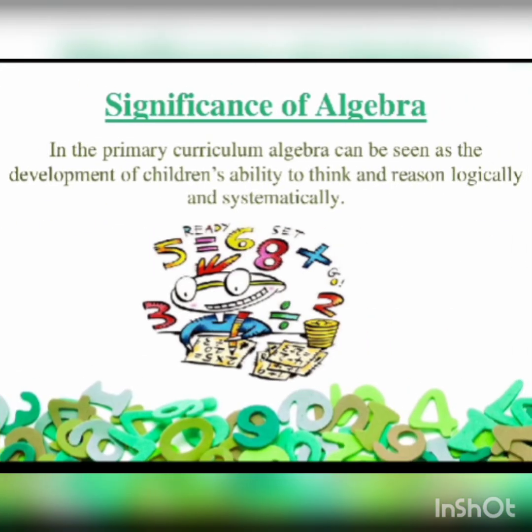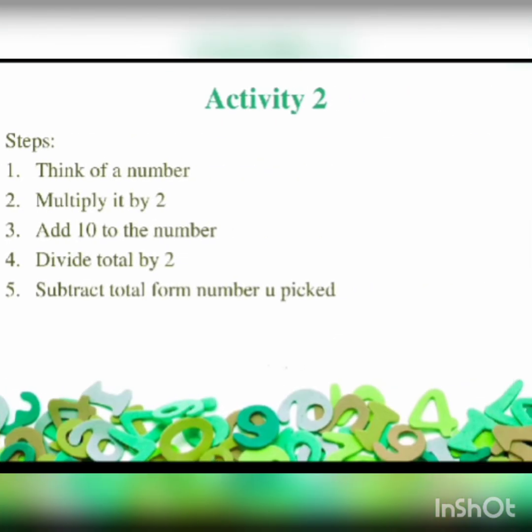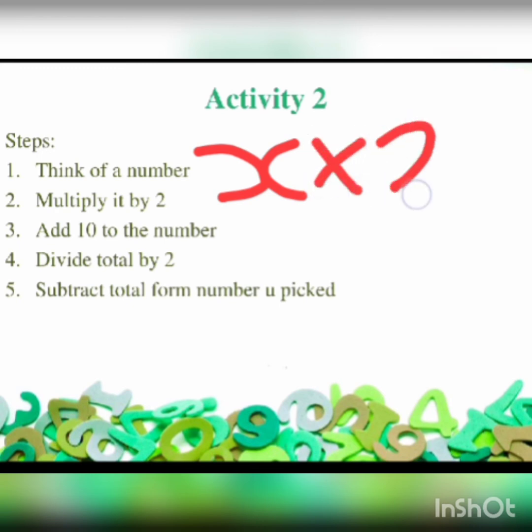Now let's try some examples. Let's think of a number. That's the first activity we're doing. You don't know what that number is, so we could use x to represent that number. So let's say that number is x. Now what are we supposed to do? We are supposed to multiply it by 2. So x times 2.